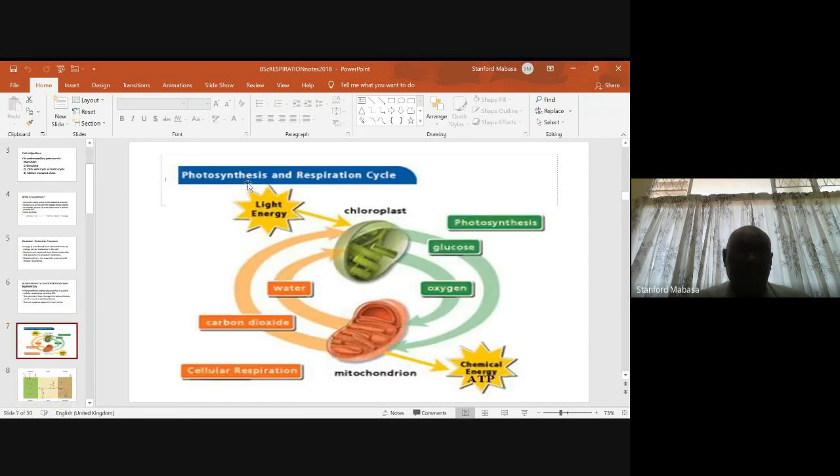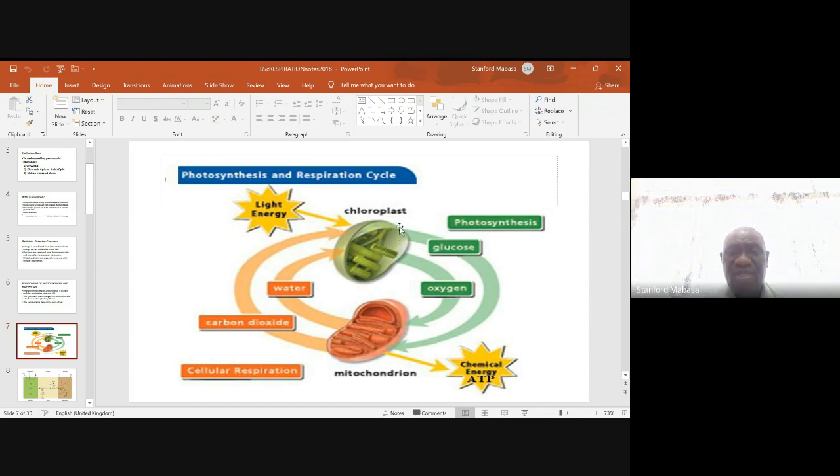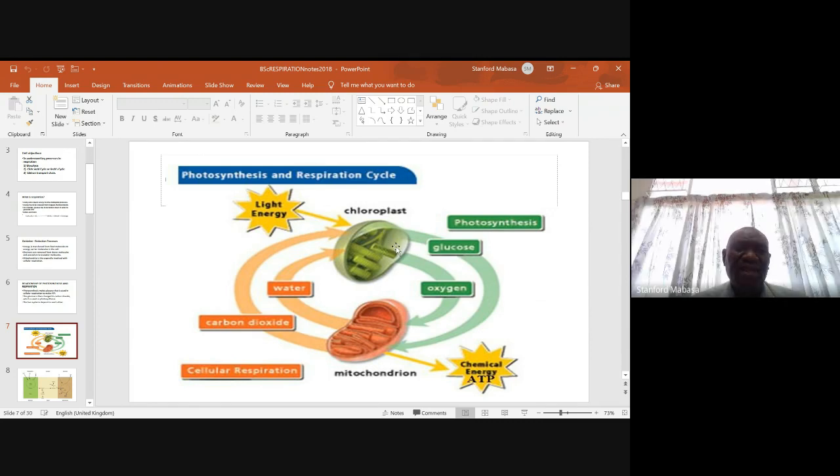Here we've got photosynthesis in green and respiration in brown. So you can see the chloroplast, the organelle which is used to produce glucose, and the mitochondria, the organelle which generates power in the form of ATP.